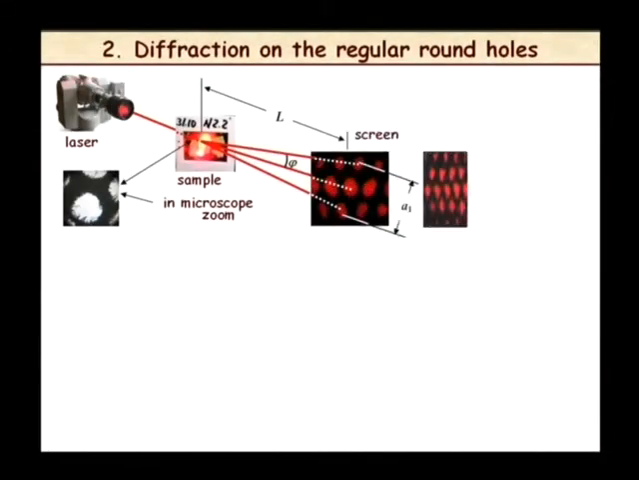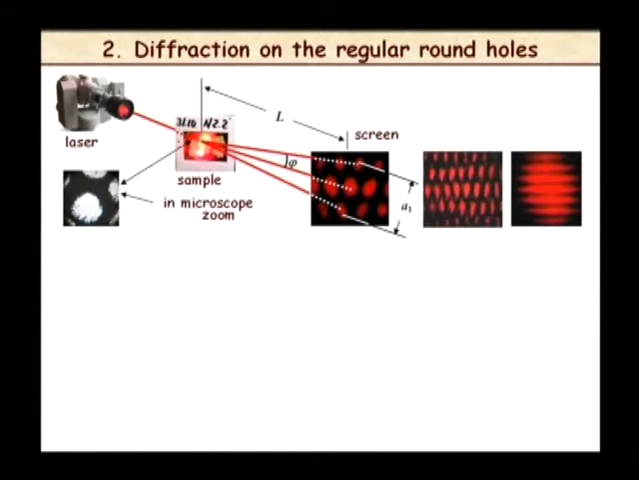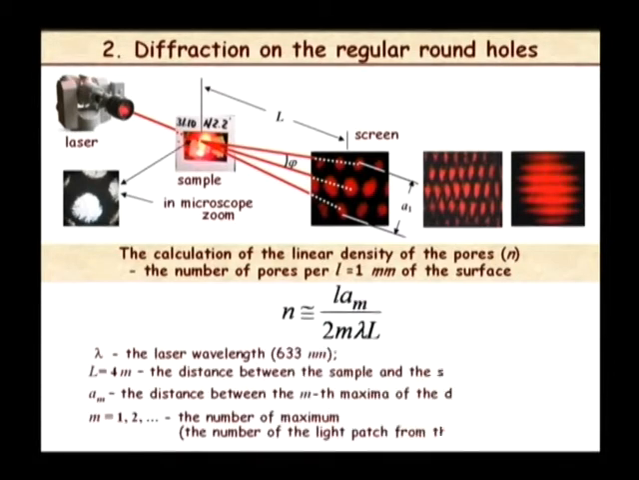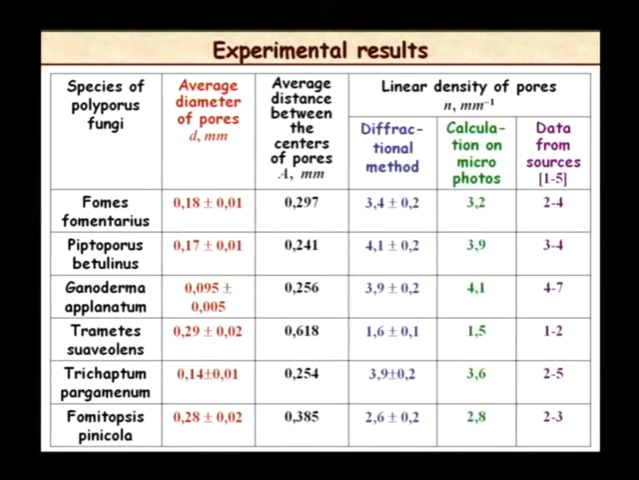In these photos, we can see the diffraction patterns in the form of separate maxima. In these parts of the microscopic section, pores are set regularly. With the help of these patterns, we calculated the distance between the centers of the pores and the number of pores per 1 millimeter of the surface. We measured the distance between the sample and the screen, it's more than 4 meters, and the distance between the symmetrical maxima. The final experimental results for all studied species of polyporous fungi are represented in this table.